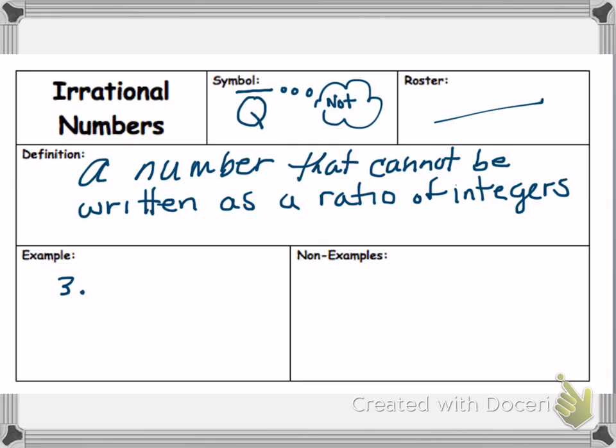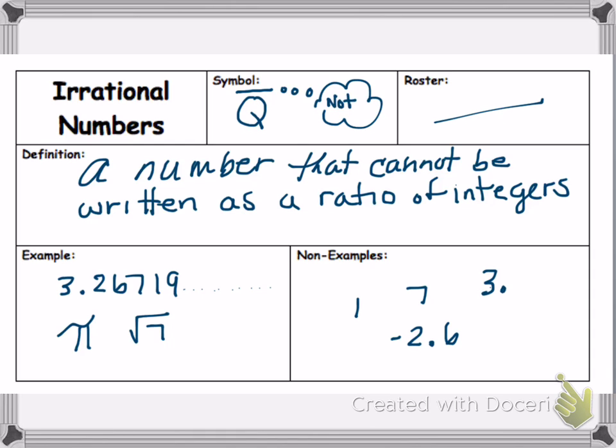So if we just have like 3.26719, no pattern repeating, then we see dot, dot, dot, dot, dot going on. Pi is an irrational number. The square root of prime numbers would be irrational numbers. Non-examples, any of your other values, anything that could be written as a fraction, or any repeating decimals are not irrational because you can write them as a fraction.